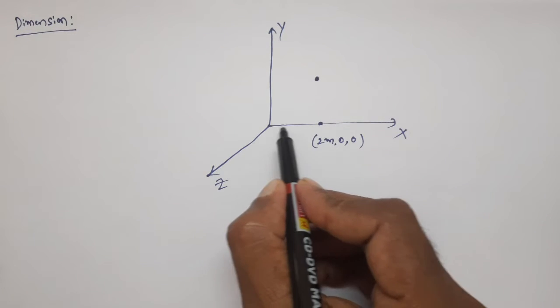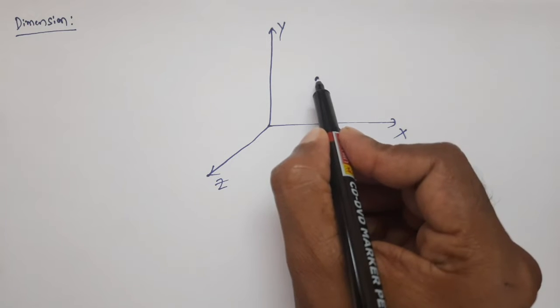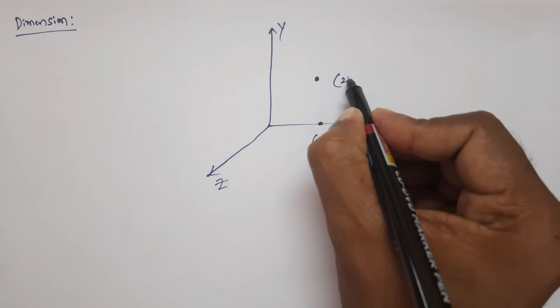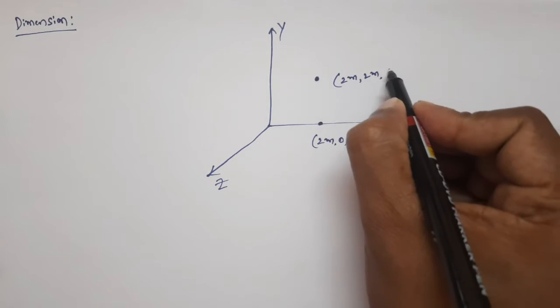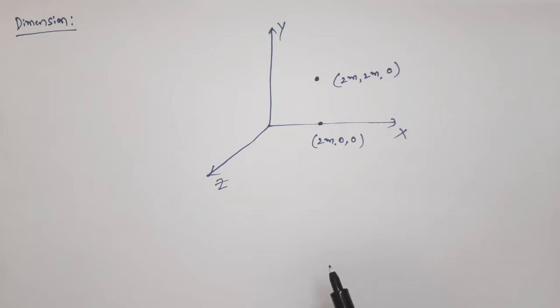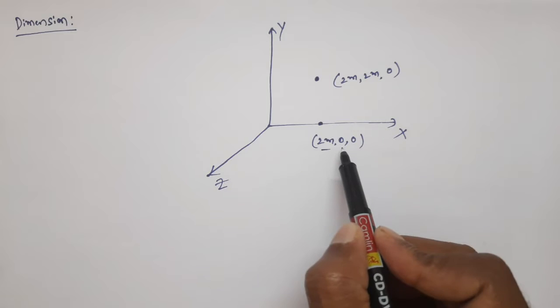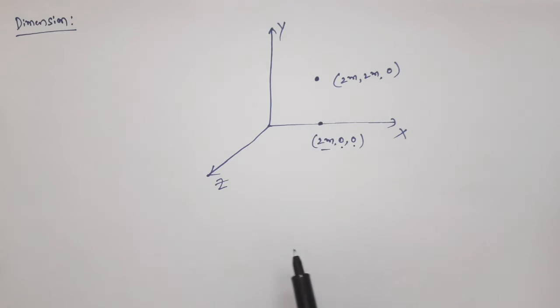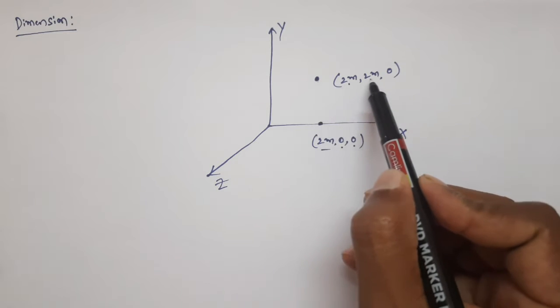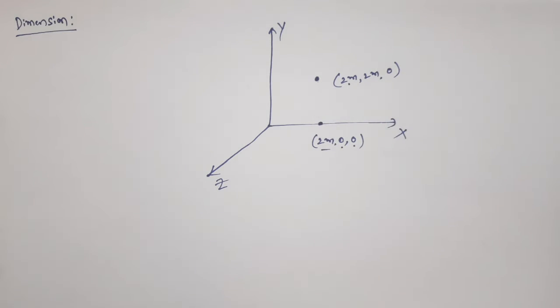And if I take a point here, let's say from here to here 2 meters, and from here to here 2 meters, how do we represent this point? 2 meters, comma 2 meters, comma 0, isn't it? So for this one, we have only x dimension, y dimension, and z dimension 0. Here we use the term coordinates. The x coordinate is 2 meters, the y coordinate is 2 meters, and the z coordinate is 0.